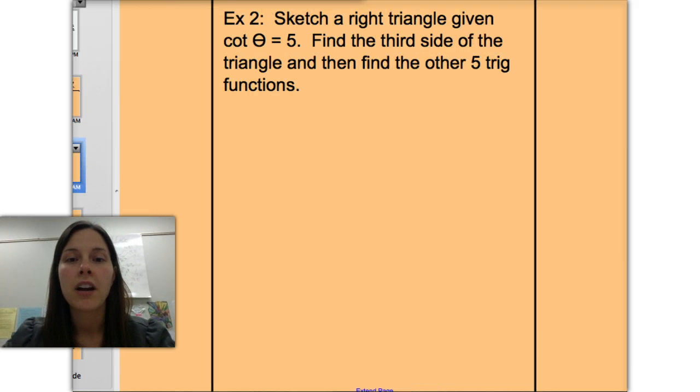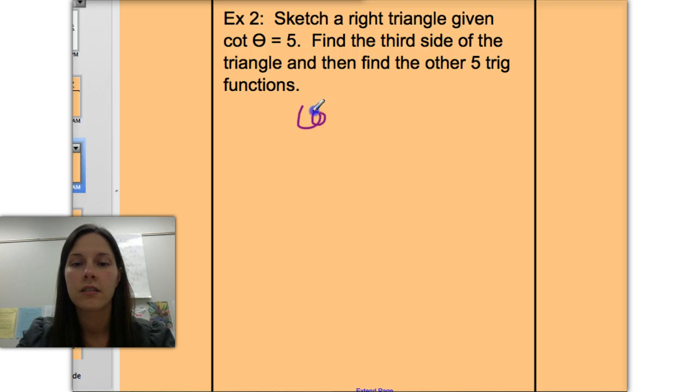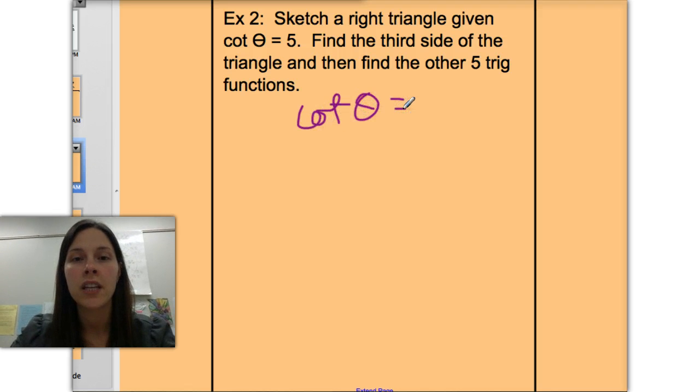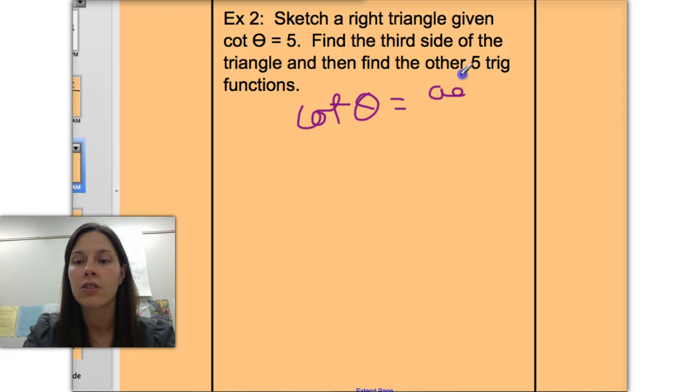Our next example, we are asked to sketch a triangle given the cotangent. So what we need to remember is the cotangent is the reciprocal of tangent. Tangent is opposite over adjacent, so cotangent is adjacent over opposite.